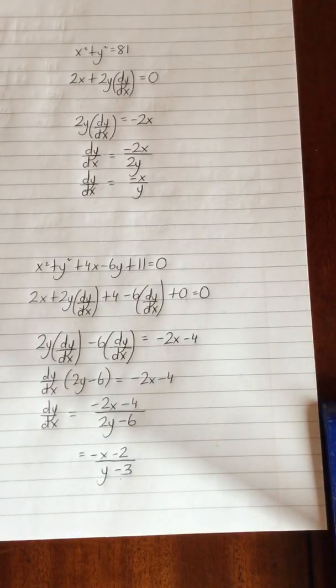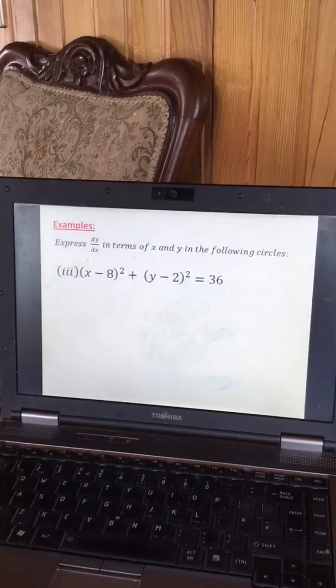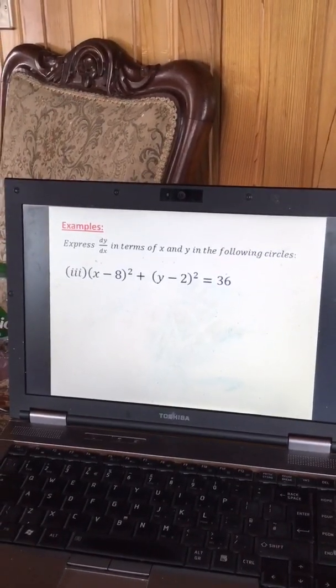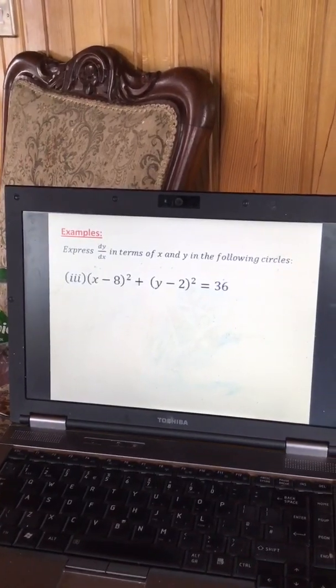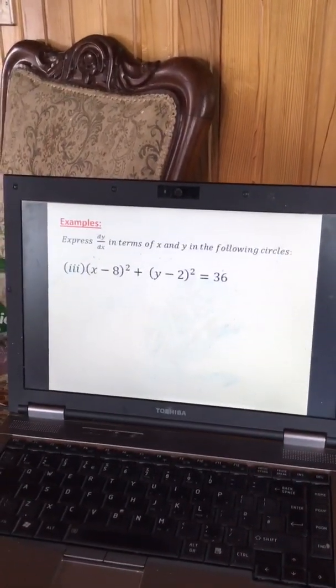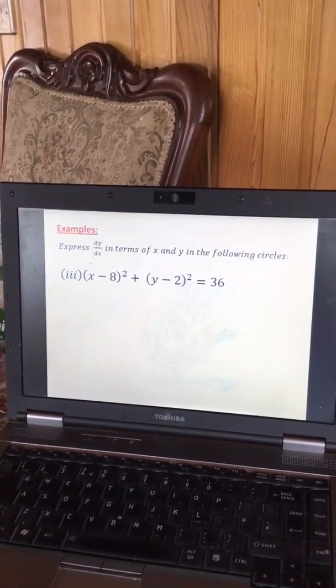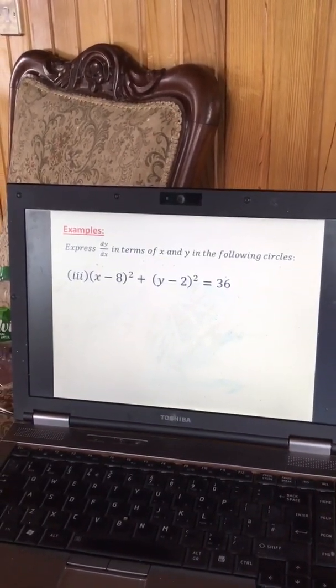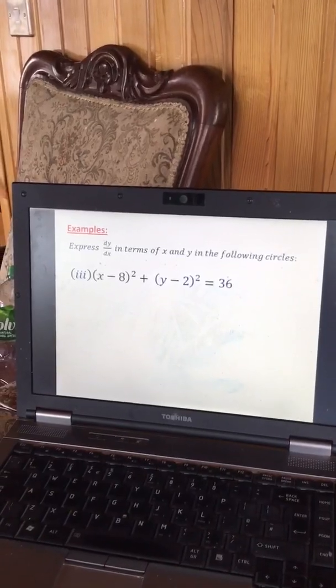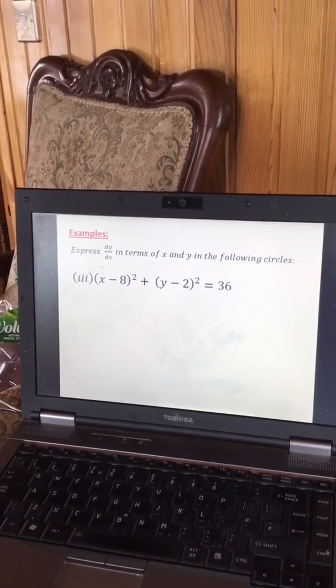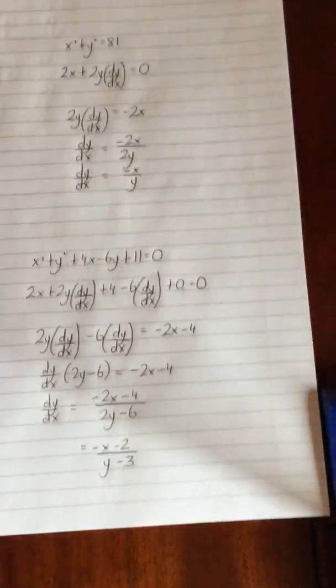Alright. The third one is then this one here. So this is your circle equation in the form x minus h all squared plus y minus k all squared equals 36. When you're doing this one, the best thing to do is actually multiply it out first and then differentiate. So you want to multiply it out first into the form x squared plus y squared plus 2gx plus 2fy plus c equals 0, and then differentiate like we did before. So we'll do that one next by multiplying out first.